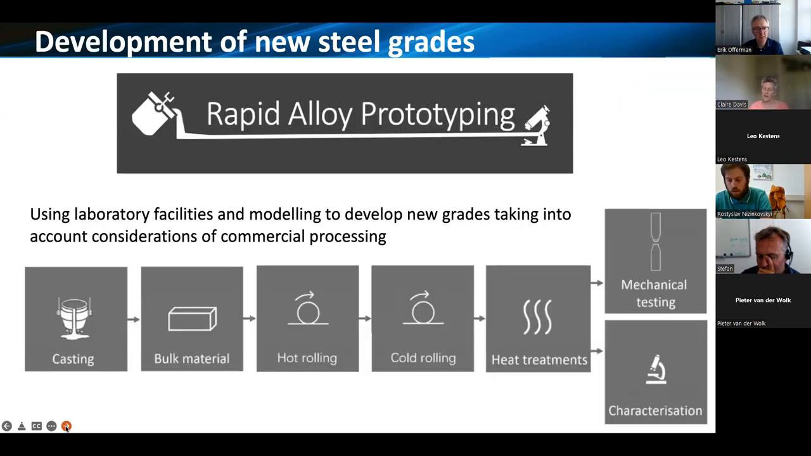So I put the groundwork in place to say these are some, I haven't covered everything, but these are some of the key parameters we need to consider when we start to develop new steels or try and improve existing steels. And the way that this is done is through rapid alloy prototyping. And there's a lot of labs and fantastic work being done all around the world using the rapid alloy prototyping approach.